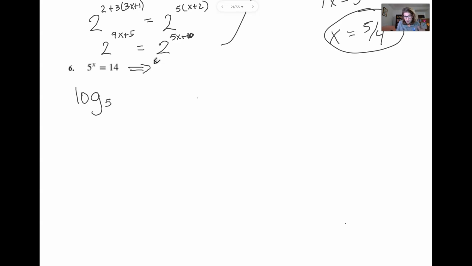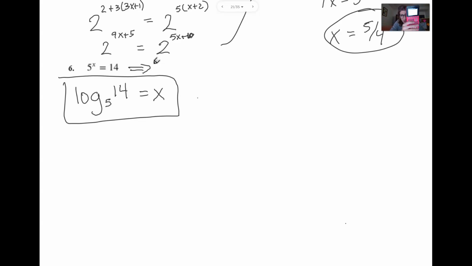We flip-flop where the x in the number is, so it's going to be log base 5 of 14 equals x. That's the answer. Log base 5 of 14 is a number. Do I know how to calculate it by hand? I certainly do not, which is why I have one of these.